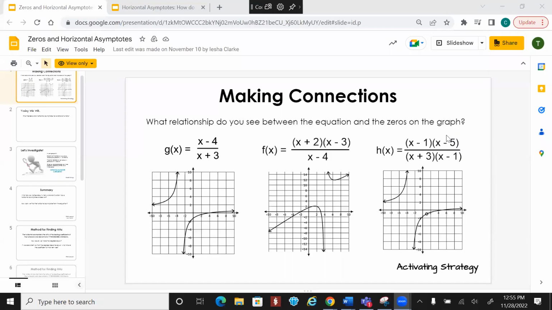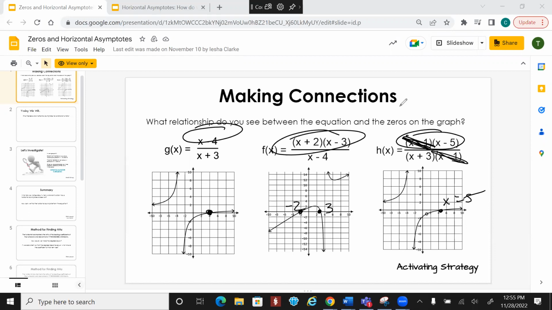All right, so what relationship do you see between the equation and the zeros on the graph? So what's the x-intercept for this first one? Okay, so it's at 4, right? And this one, what was the x-intercept? 3 and -2, right? And then this guy, what's the x-intercept? 5. Okay, so where do you see the connection? It's in the numerator.